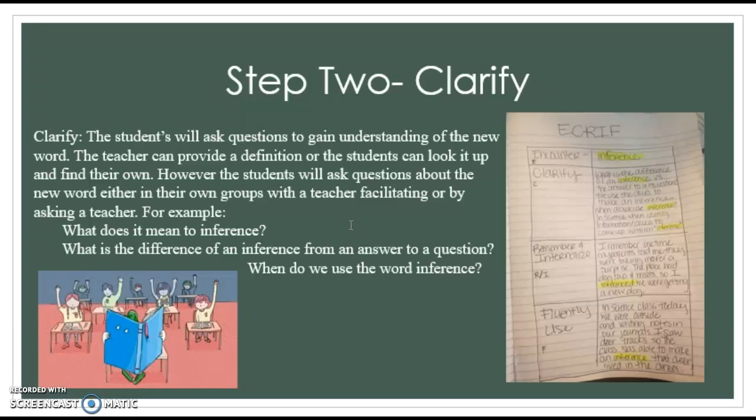During the clarify stage, it is important that the students are free to ask questions. This helps the students gain a deeper understanding of the new vocabulary word.